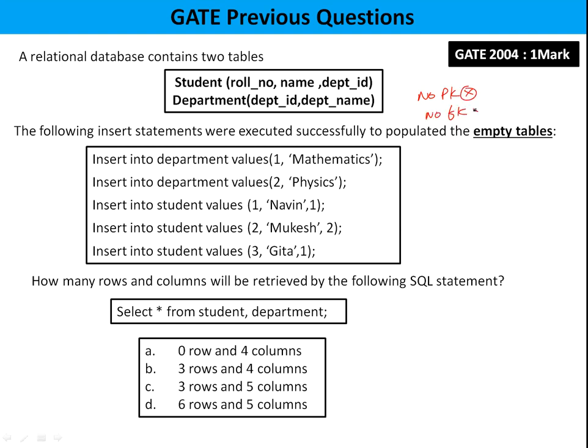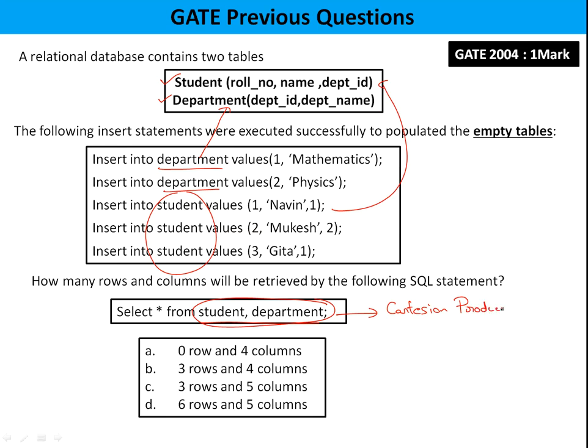Now look at the question. Here is the student table, department table. They inserted 2 rows in department. They inserted 3 rows into student. What kind of join is it? There is no where condition. That means the join is a Cartesian product. They are asking what is the result in a Cartesian product. Simple. Number of columns will be added, number of rows will be multiplied. That is Cartesian product.